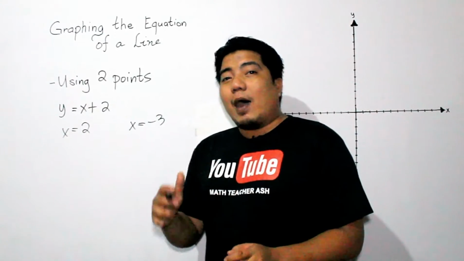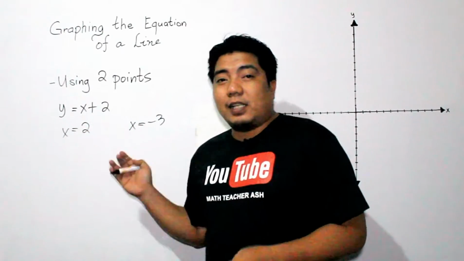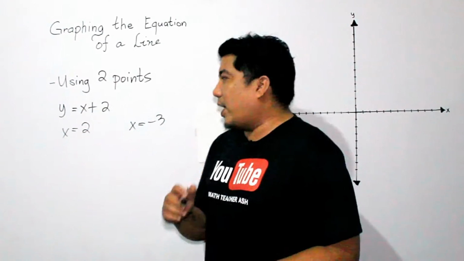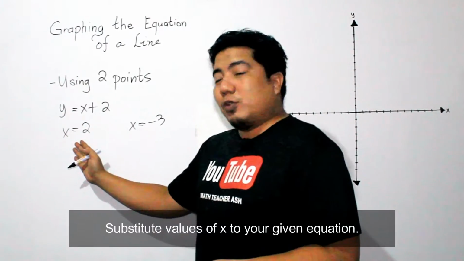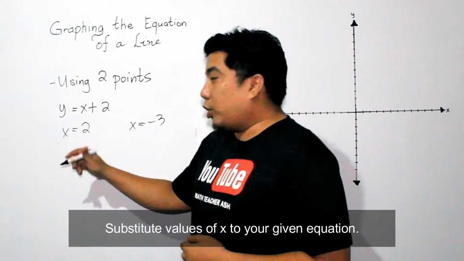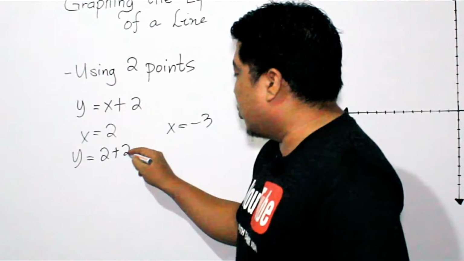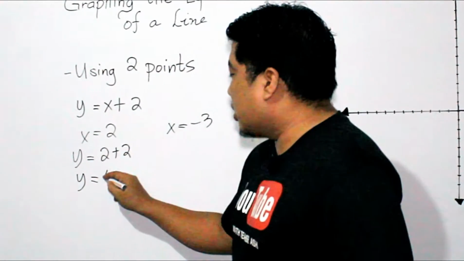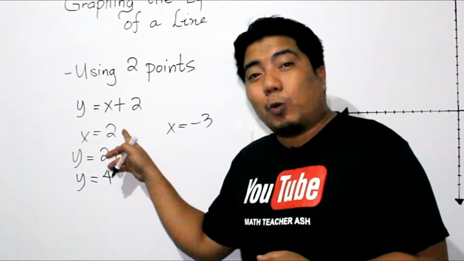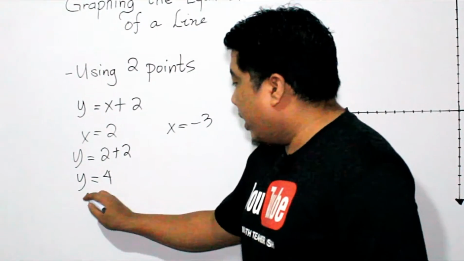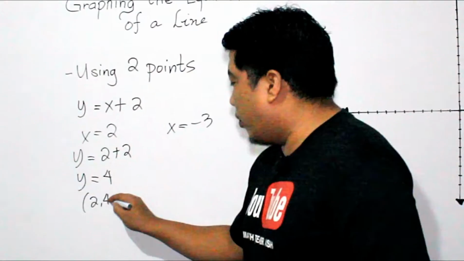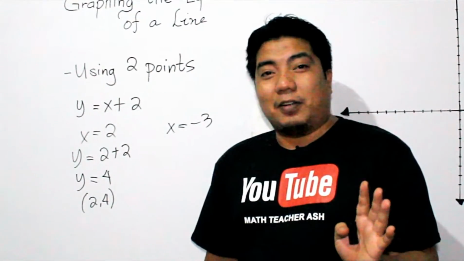Now, how do you get the points based on these given values of x? Okay? So, you will substitute this value to your equation. So, what you will do is y is equal to 2 plus 2. So, therefore, your y is 4 when your x is 2. Meaning, the ordered pair is at (2, 4) for the first ordered pair.